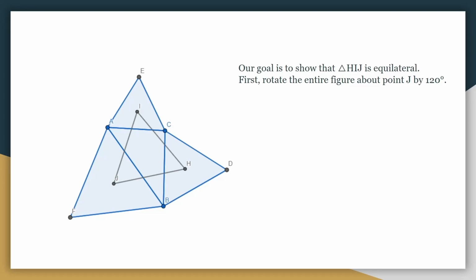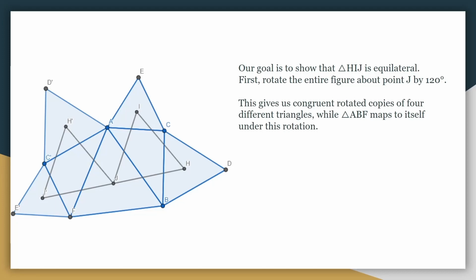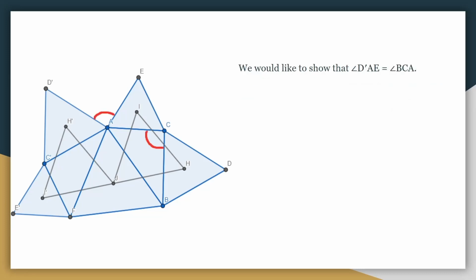We will first rotate the entire figure about point J by 120 degrees. This gives us a new copy of triangle ABC, as well as copies of the other two equilateral triangles, and a copy of HIJ, which is H'I'J. Each rotated copy is congruent to the original. We would like to show that angle D'AE is equal in measure to angle BCA.